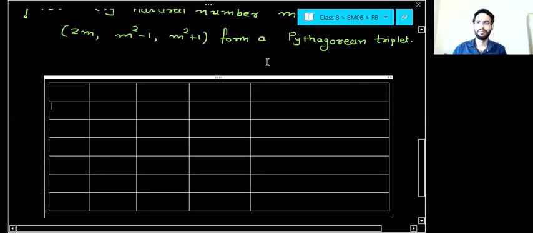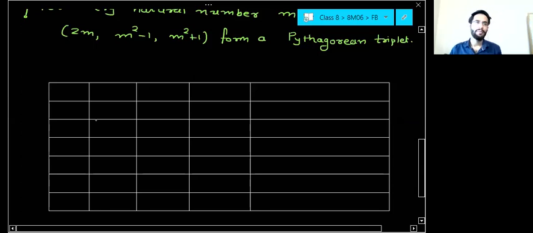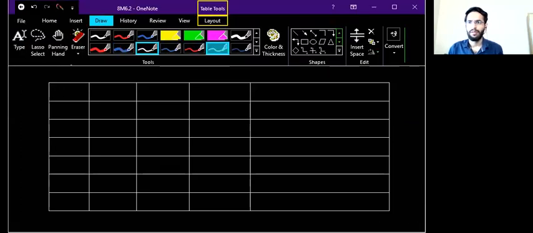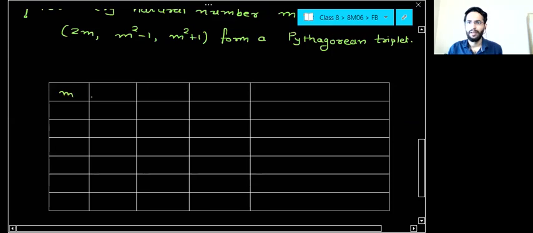See, for each m greater than 1, suppose I am taking m. We'll take m, and m square minus 1. Or in the same sequence, I can say 2m, m square minus 1, m square plus 1. And here we will check whether it is forming a Pythagorean triplet or not.